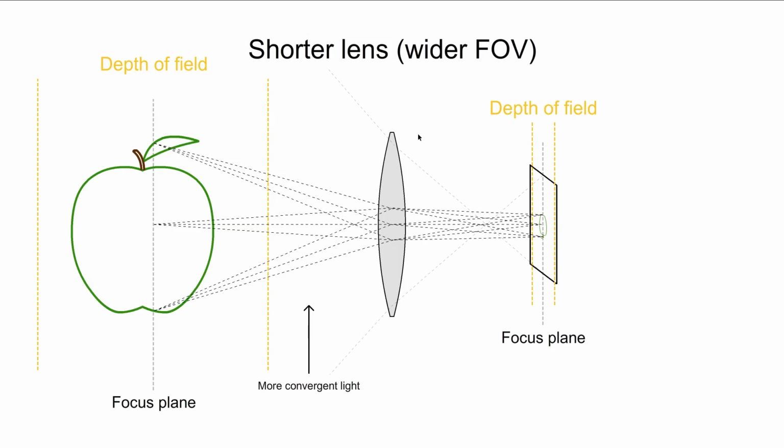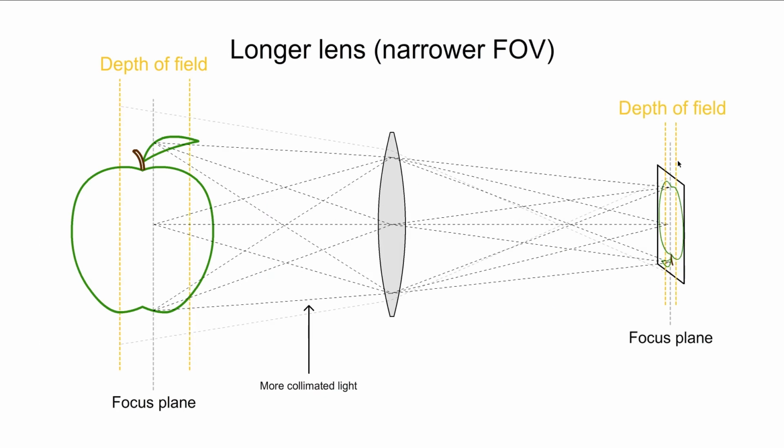So that is why shorter lenses with wider field of view have a deeper depth of field, and the opposite obviously happens with longer lenses. Longer lenses have a narrower, tighter field of view. There's a bigger distance between the lens and the focus plane or the sensor, whatever it is back here, film.